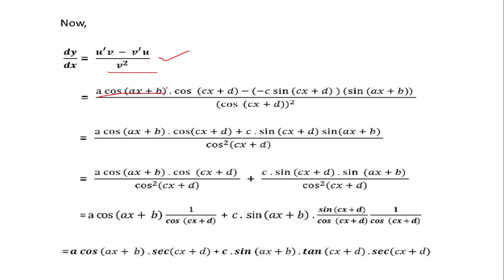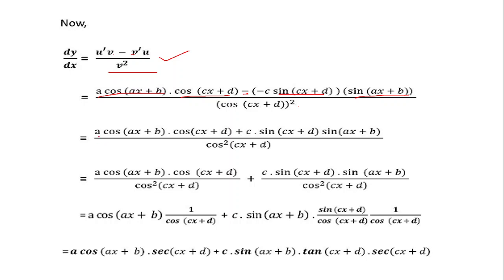Next v, it is directly there, cos of cx plus d. Minus c in the formula, minus is there, please use it as it is, and if you get any value negative, please use it inside the bracket, don't write directly. If you use the bracket, you will never get confused, you will solve that problem very easily. Okay, next v dash I got the value minus c into sine of cx plus d, u as it is, sine of ax plus b. Now the denominator v square, what is v? Cos of cx plus d, but they are telling square, so whole square.